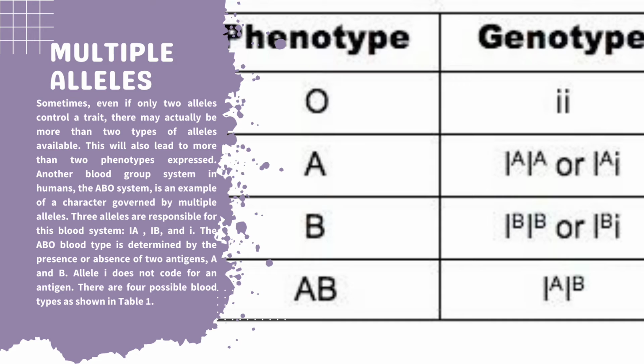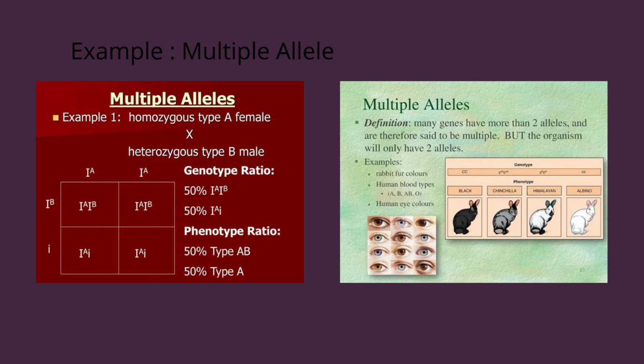Okay, we have here the phenotypes and genotypes of our blood. We have the phenotypes O, A, B, and AB, and it has also its corresponding genotypes. Next, we have an example of multiple alleles. A homozygous type A female crossed with a heterozygous type B male. So we have a genotypic ratio of 50% AB, 50% type A. Then we have also the phenotypic ratio of 50% type AB and 50% type A.